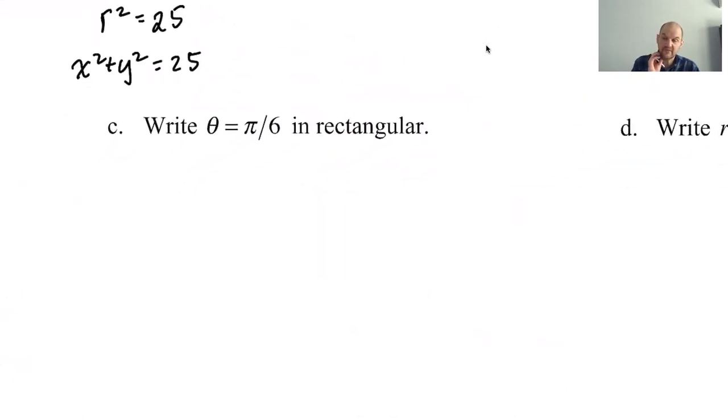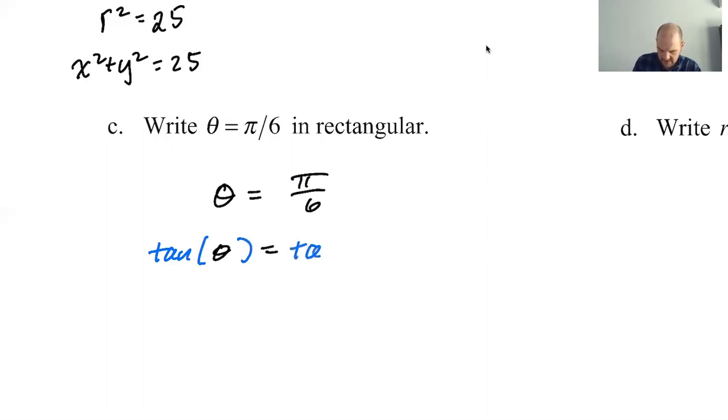This one, all right, I find people have the most trouble with this. And it kind of makes sense to me that you would, because all that you have is the independent variable. What are you going to do? Well, if you have a theta and you're not sure what to do, put it in a trig function, right? And what trig function would be the most useful? We know that tan of theta is y over x. So if I do the tangent of theta, that should be equal to the tangent of pi over 6.